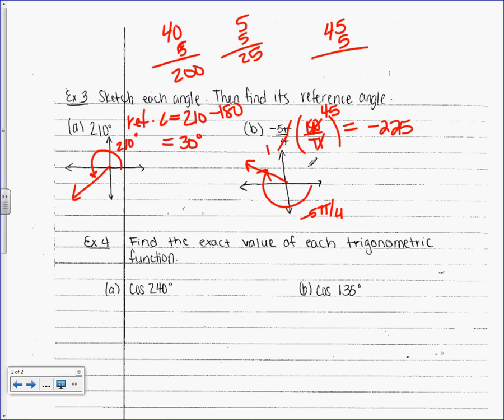This is why I don't record the last class of the day, because I'm like, what? What did I show you? Oh, yeah. Okay, negative 5 pi over 4.